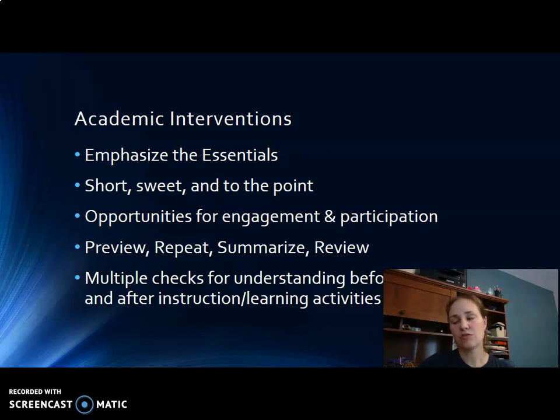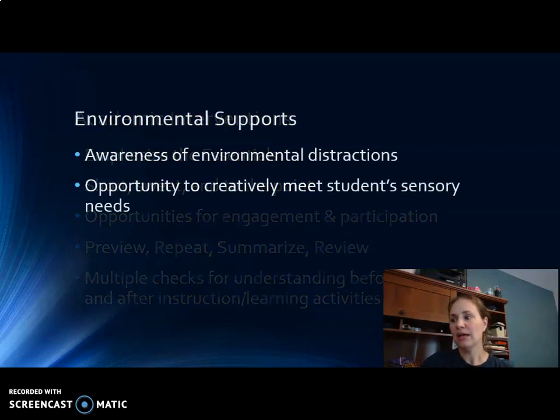So lots of structure, consistency, opportunities for participation, checking for understanding, following up, and providing advance warning or a heads up for transitions. Again, this serves all students well, provides structure, and is a good practice in general.